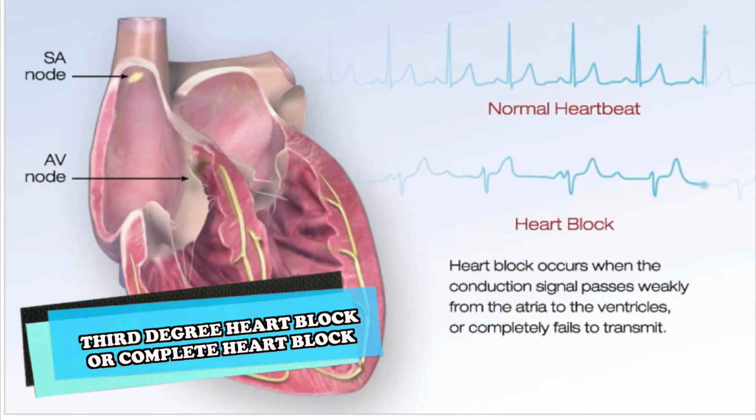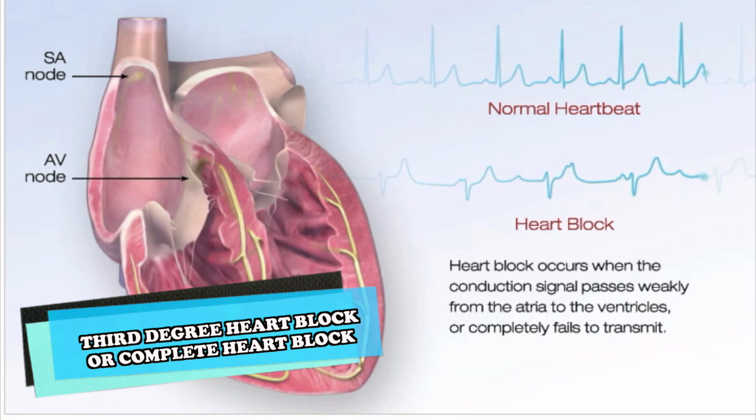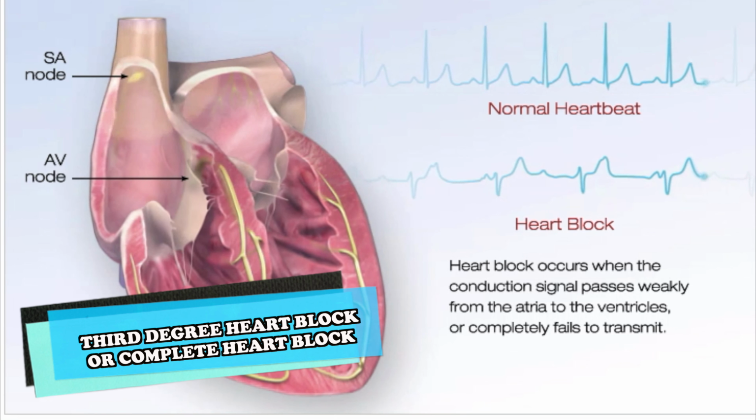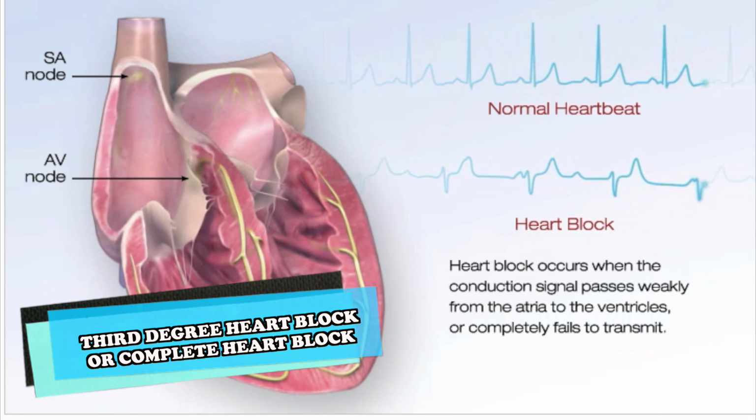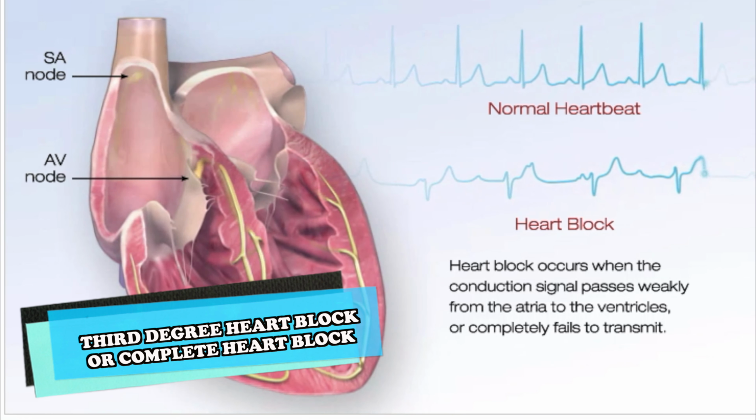Remember that the rhythm strip reflects two separate processes that are taking place. The SA node continues to control the atria and typically fires at a rate of 60 to 80 beats per minute.